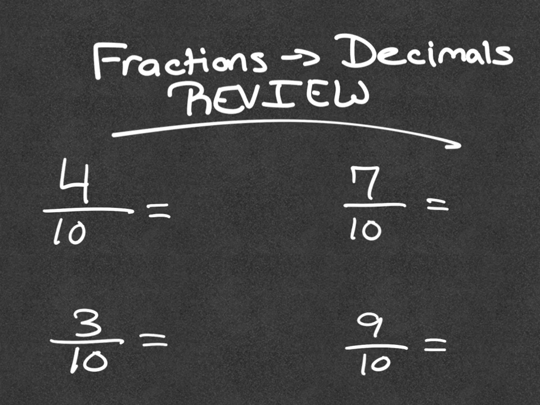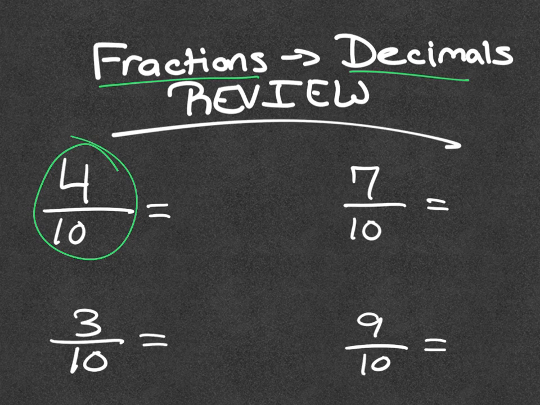We're going to do a little bit of review, and we're going to change our fractions to decimals. Looking right here, we're going to read that, and we notice there's no whole number to the side, so that would be 0 and 4/10, and we read it going down from the numerator to the denominator.